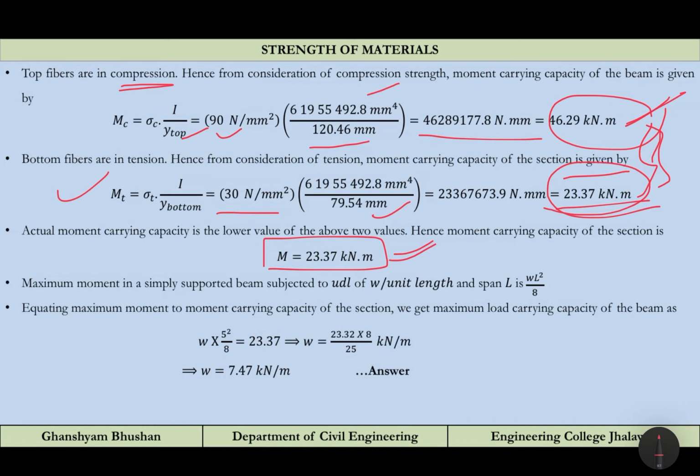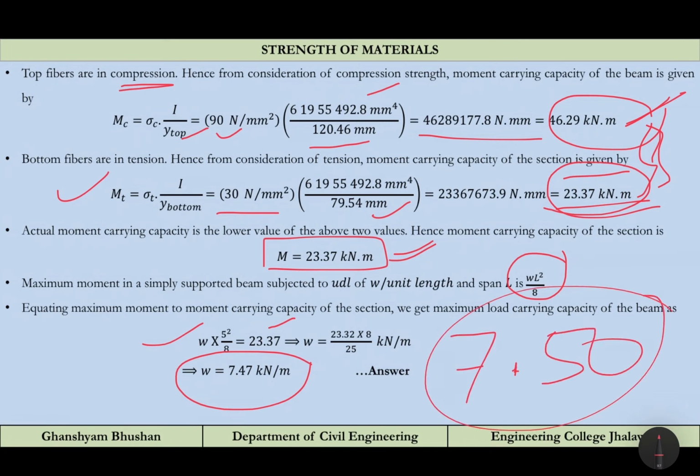What we are going to do, this moment carrying capacity of the beam should be equated to the external bending moment coming on the beam. That will be equal to WL square by 8 for a simply supported beam subjected to a UDL. We have to calculate the uniformly distributed load which the beam can carry, which is a simply supported beam. The span is given as 5 meters. So WL square by 8 is equal to 23.37, the moment carrying capacity of the beam. After putting the values, we get 7.47 kilonewton per meter. If we have to design, we will put it as 7.50.